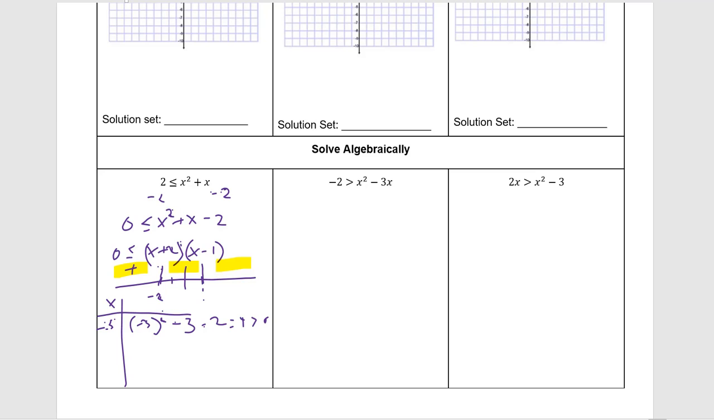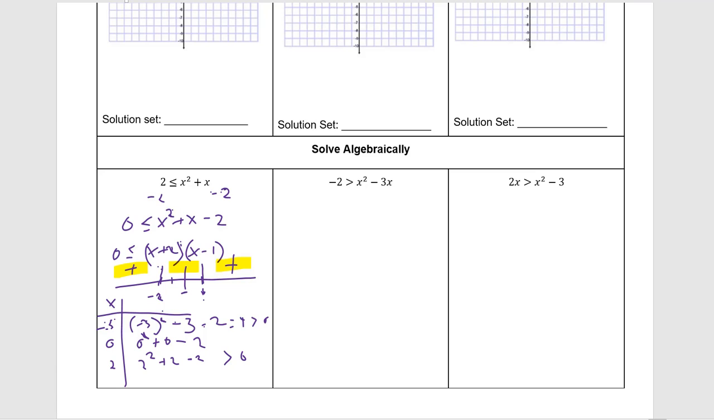Then we test something between negative 2 and 1. So the easiest thing to test here is 0. So we get 0 squared plus 0 minus 2. So that's negative. So it's negative here, so that is not part of our solution set. Then we need to test something greater than 1. So we'll choose 2. 2 squared plus 2 minus 2. 2 squared is 4. So this is greater than 0. So it is positive in that range.